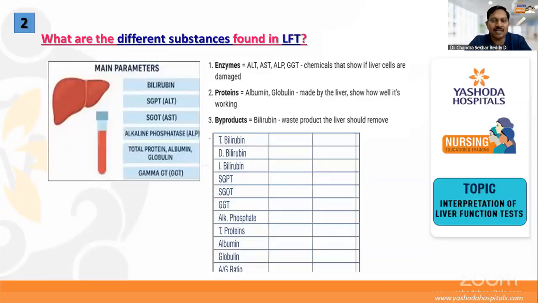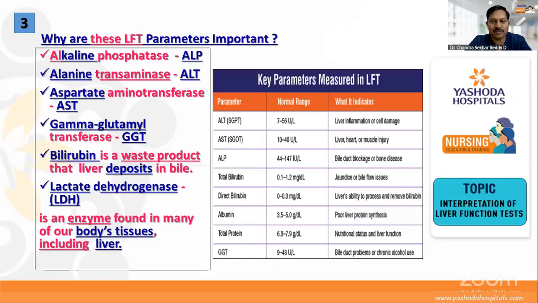And other are SGPT, now it is changed to ALT, and SGOT, that now is changed to AST. These are called alanine aminotransferase and aspartate aminotransferase. These are the enzymes where, when there is a severe liver injury, we see an increase of these enzymes in the blood test.